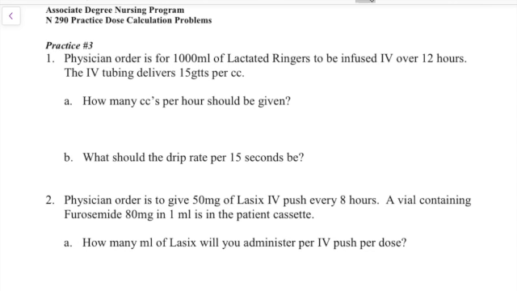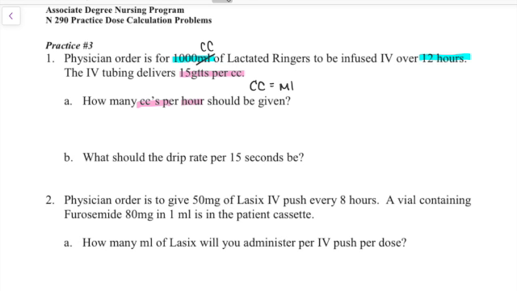The physician order is for 1,000 mL of lactated Ringer's to be infused over 12 hours. The IV tubing delivers 15 drops per cc. A asks how many cc's per hour should be given. So remember that cc's are the same as mLs. So let's just change that mL to cc since the first question wants the answer to be in cc's.